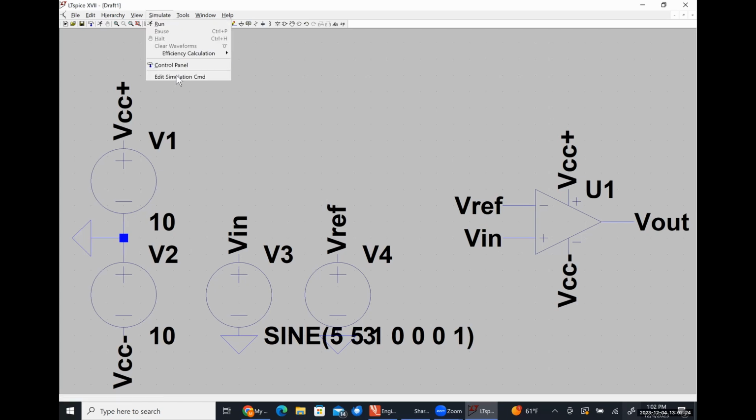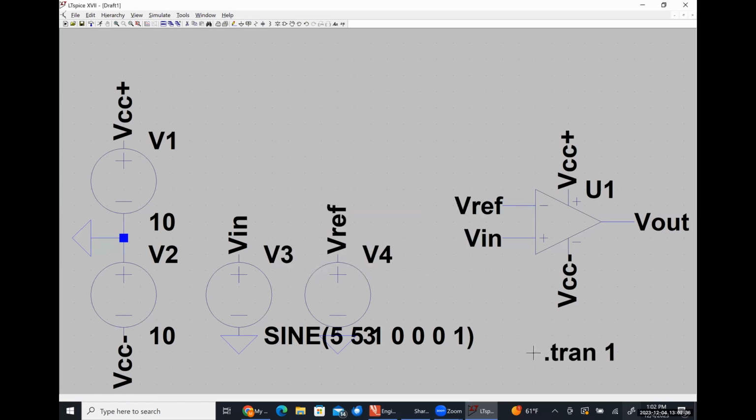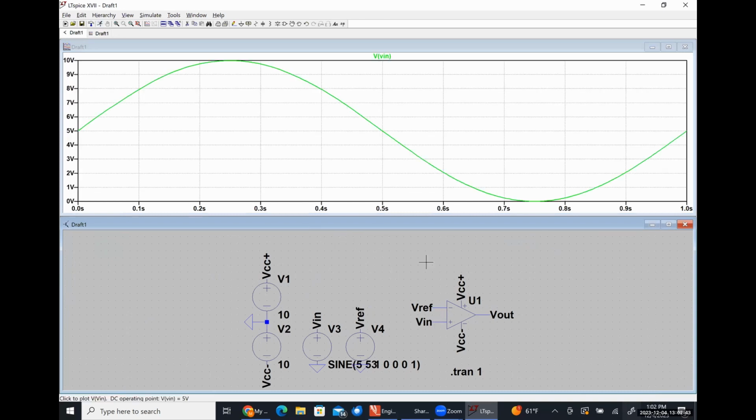So let's run our simulation. So this is going to be a transient thing. Realistically, I only need to run it for 1 second because I'm just doing 1 cycle at 1 hertz. Let's drop this down here, press the running man command, and I'm going to plot my input voltage, which is here in green. We can see that it is going from 5 all the way up to 10 and then down to 0 and back. Yes, Isaiah. 3 volts.